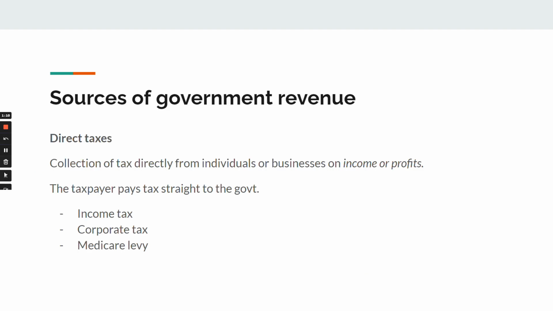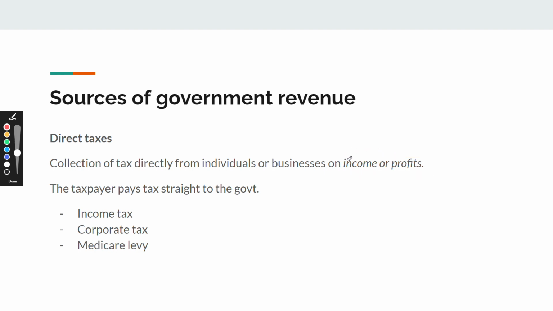So let's get into the sources of government revenue, and there's a bit in this dot point. The first one is called a direct tax, and this is by far where the government sources the majority of its revenue, where it gets most of its income from. The way to think about this is a direct tax is always on income or profits. In Australia, if you earn an income or you make profits as a business, you must pay tax.